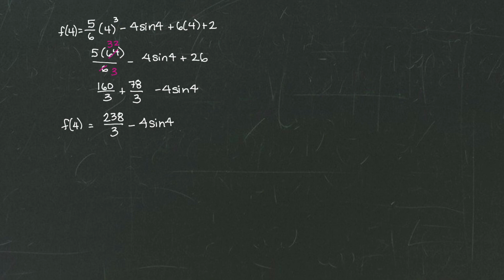MyOpenMath should take this, but if you wanted to calculate this out and get an approximation, make sure that your calculator is in radian mode, okay? And then type in 238 over 3 minus 4 sine 4. I get approximately, when I pull this into my calculator, 82.36. And that's it.